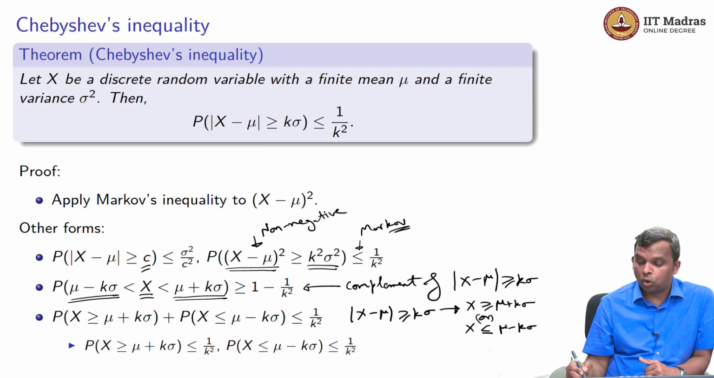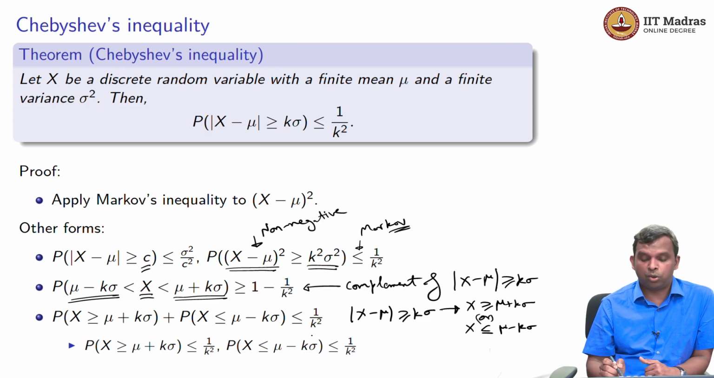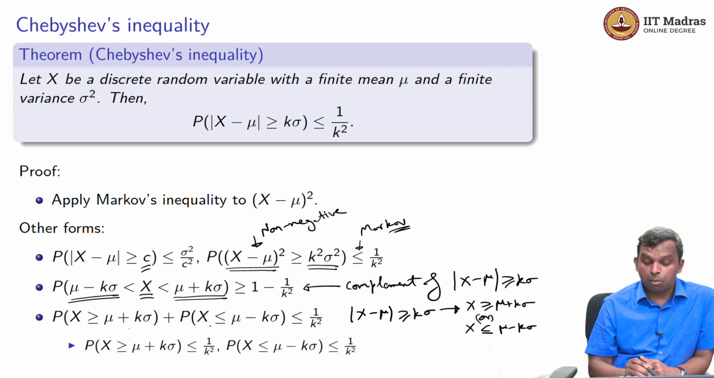These two are non-overlapping events, they are mutually exclusive. So this probability can also be written as the probability that x ≥ μ + kσ plus the probability that x ≤ μ − kσ, and that is less than or equal to 1/k². So if the sum of these two probabilities is at most 1/k², each of them must be at most 1/k².